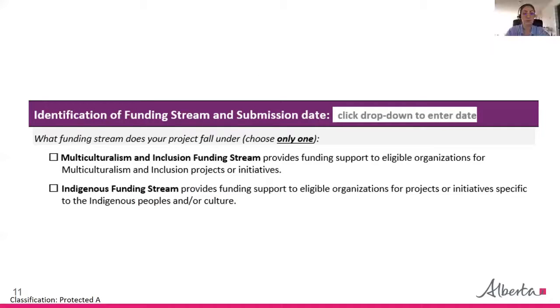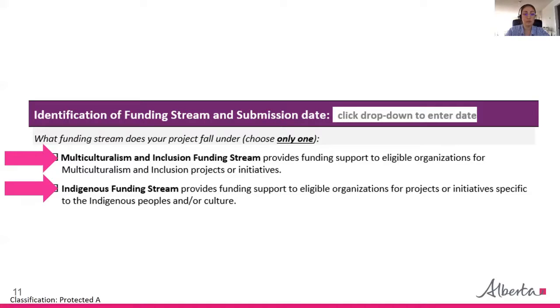In this section, found on page 3 of the application, you will need to select which MIIG funding stream you are applying for: 1, the Multiculturalism and Inclusion funding stream, or 2, the Indigenous funding stream. MIIG has a specific Indigenous stream to acknowledge the historical and continued impacts of colonization on Indigenous peoples and to advance the province's efforts towards reconciliation. If your project will focus primarily on promoting the inclusion of Indigenous peoples, then you should select the Indigenous stream.